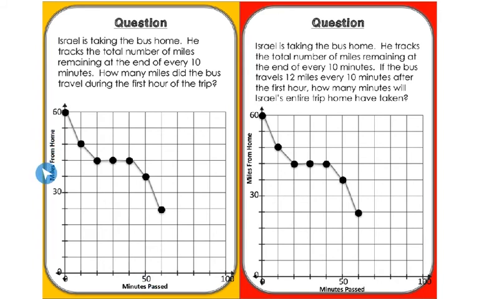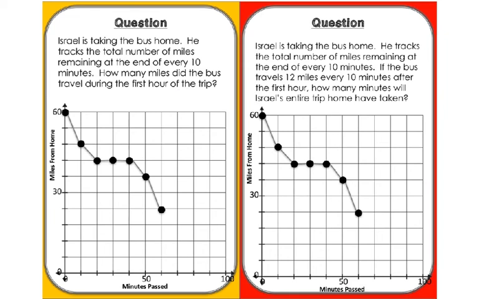And miles from home. Now here's a little bit of a different one. I see that I've got 30 here, and there's 5 tick marks until I get to 30. So if I divide that 30 by 5, it looks like we're going up by 6. Let's double check: 6, 12, 18, 24, 30. So this one's a little bit different. We're going up by 6s here, 6 miles, and 10 minutes here. So let's review our question again. It says, how many miles did the bus travel during the first hour of the trip?